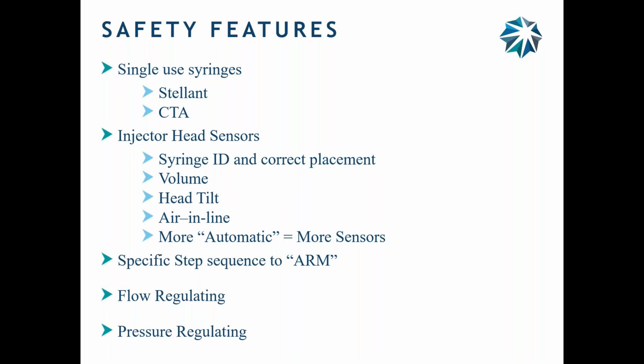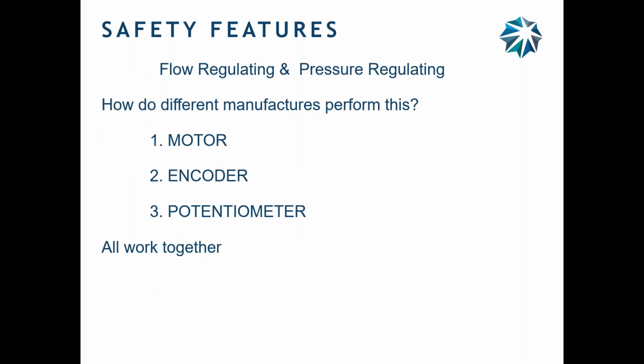Flow regulating and pressure regulating. How does it regulate flow and pressure? We talked about the motor, right? Almost all injectors out there have three things that must work together to regulate flow, pressure, and to monitor those also. The motor, which is right here. That's the motor. Encoder, which is right here. And the potentiometer, which is right in the middle.